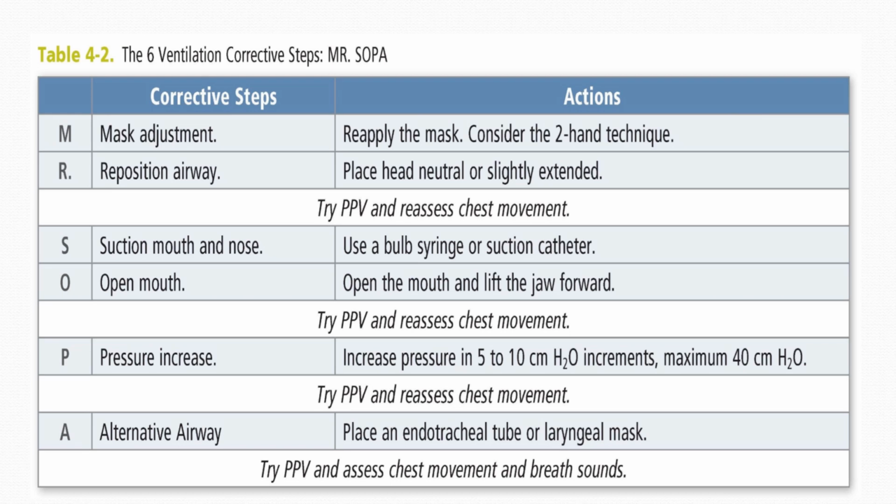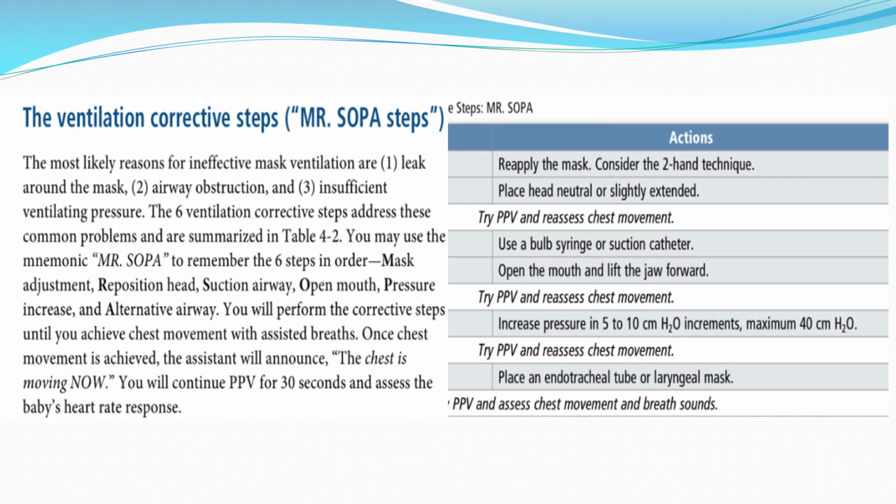You might put an endotracheal tube if you have not already put it, or if endotracheal tube cannot be done, you might need to do laryngeal mask. And then you try PPV and assess chest movement and the breath sounds. And these are the ventilation corrective steps, MR. SOPA steps.